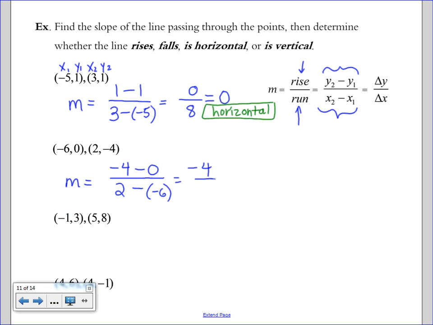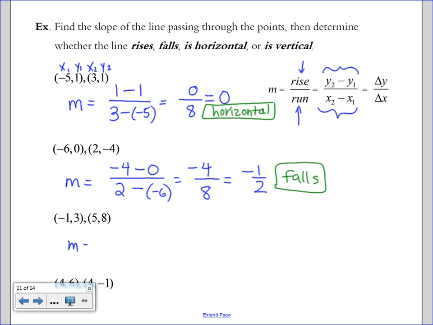Negative 4 divided by 8. Just be really careful with your negatives. All right, so there's my slope. It's a negative constant, simplified as much as possible, which means that this line is falling because the slope is negative. Calculate the slope for this next set of points.